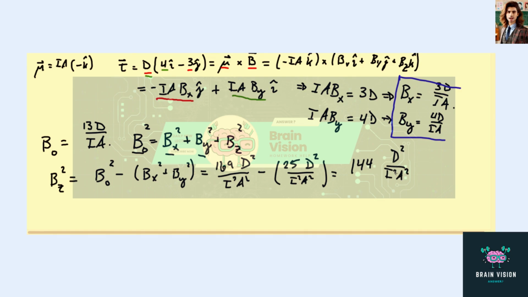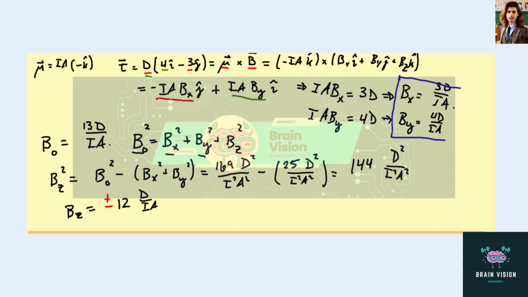And nicely, that works out to a nice value. Therefore, when I take the square root to get Bz, the square root of 144 is 12, and the squares just go away. So this will be equal to 12d over IA, but because I took the square root, I have to consider both the plus and minus options. So we have to determine which of these is true. Is it plus 12d over IA or minus 12d over IA?